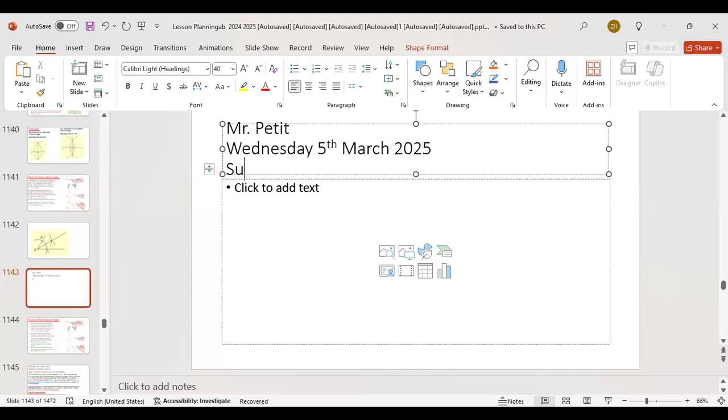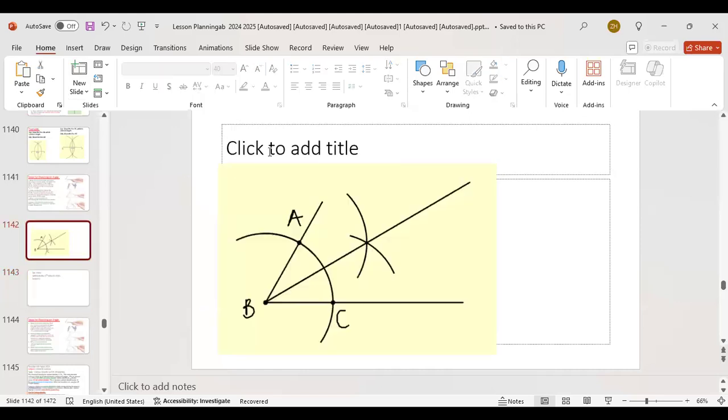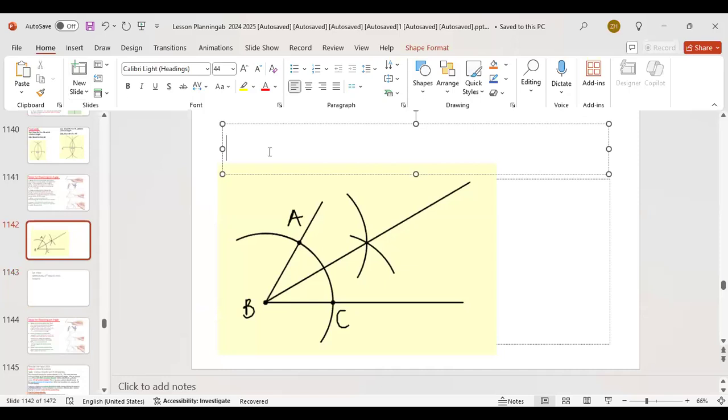Was there an instruction page for this last angle we did? No, I didn't put an instruction, but you could just say, bisect a 60 degree angle. Okay, thank you. Yes, sir. There you go.